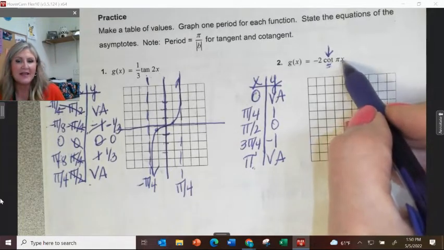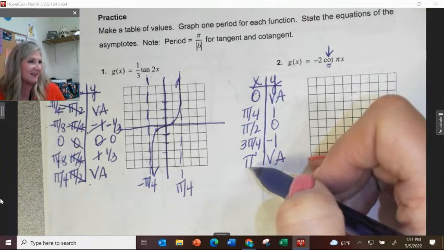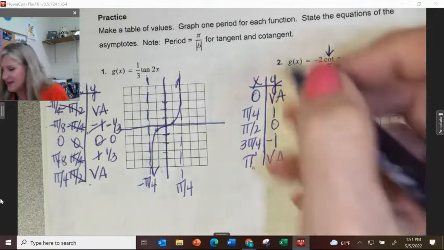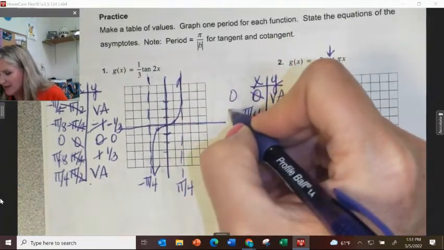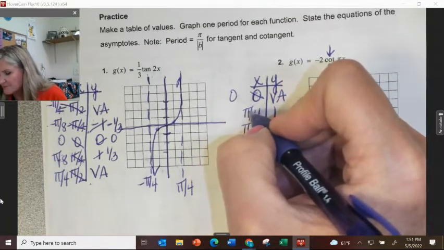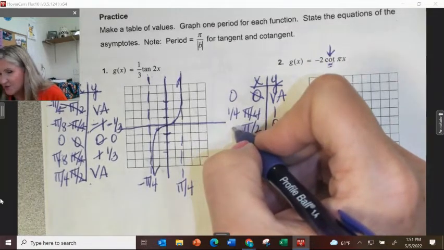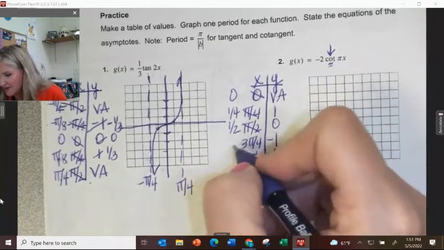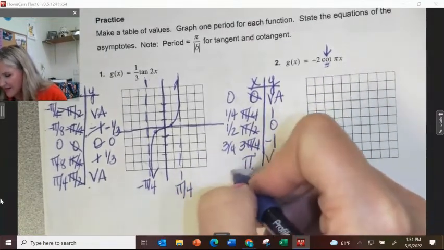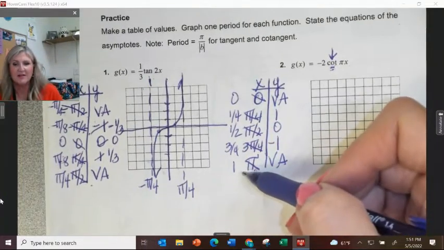Okay, let's check it out now. We have a pi in front of our x. So what am I going to have to multiply my x's by? Not pi, but 1 over pi, right? Can you guys do that for me quickly? 0. What's the next one going to be? 1/4. Next one? 1/2. Next one? Yeah, you should see a pattern. Once you get going, guys, you should see a pattern develop.